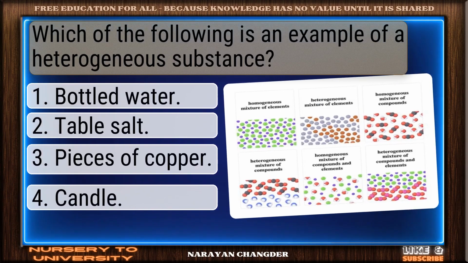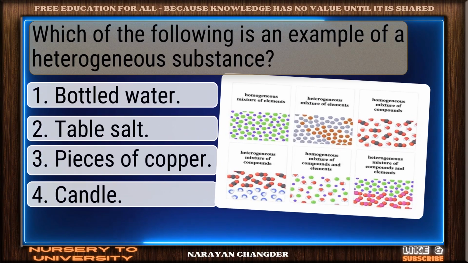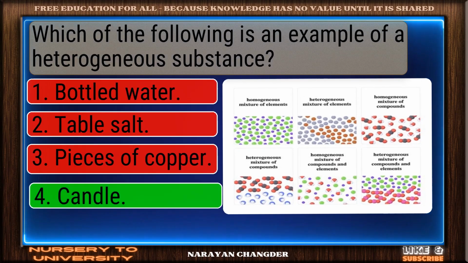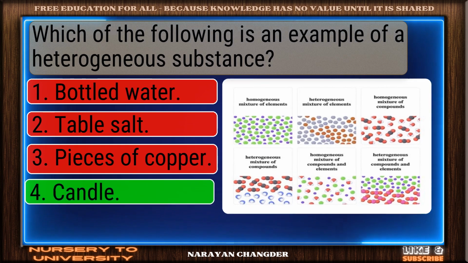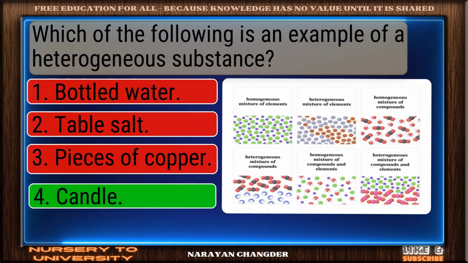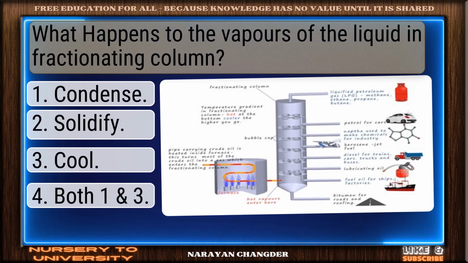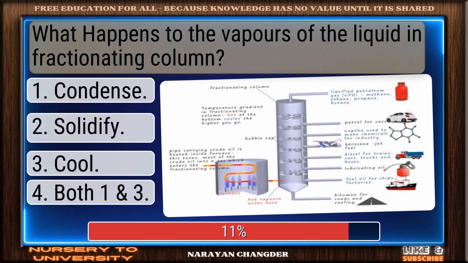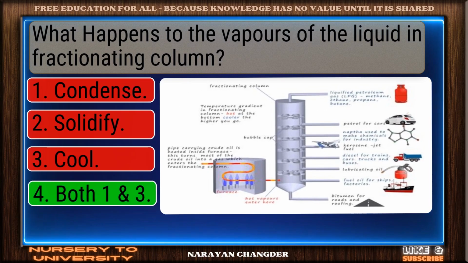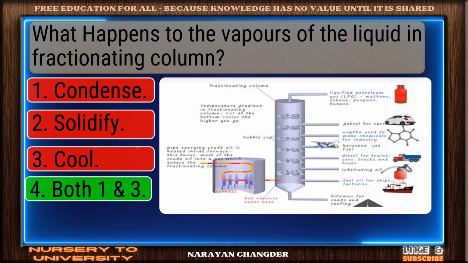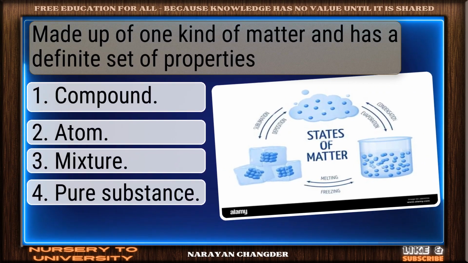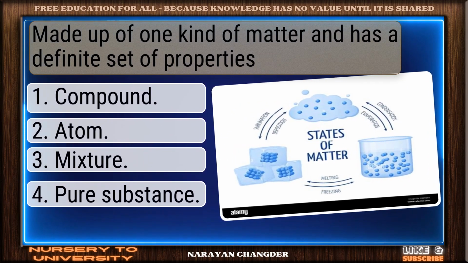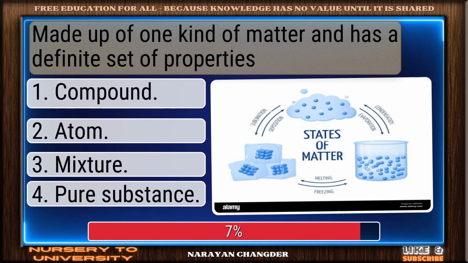Question number 109. Which of the following is an example of a heterogeneous substance? You're right. Candle is the correct answer. Question number 110. What happens to the vapors of the liquid in a fractionating column? Well done. Both 1 and 3 is the right choice. Question number 111. Made up of one kind of matter and has a definite set of properties.